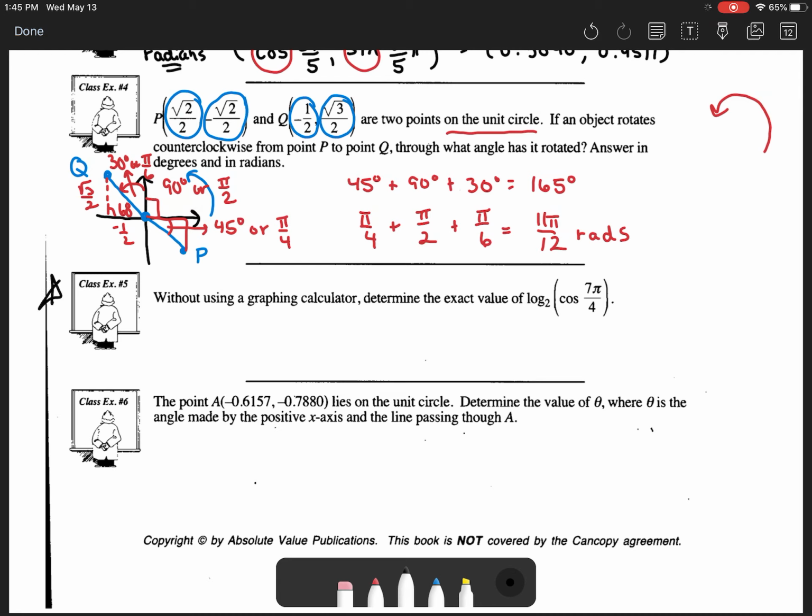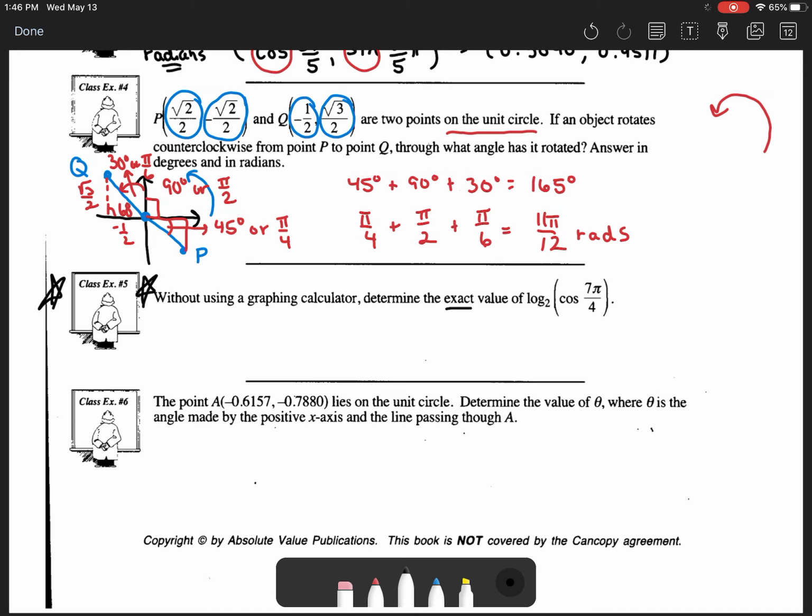All right, the next one. Now, this question is a really good one. I would star it because it combines two chapters, logarithms with trig. So you'll see quite a few questions like this where they start to combine chapters because they can test you on your knowledge from previous sections. Okay, so without a graphing calculator, determine the exact value of log base 2 of cos 7 pi over 4.